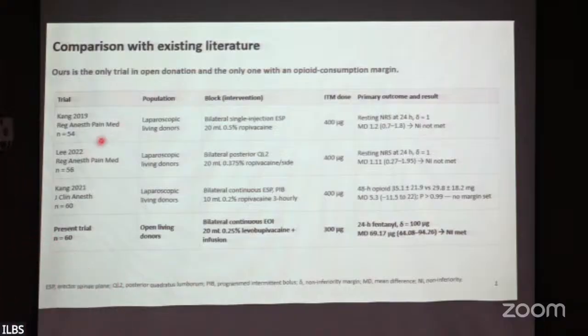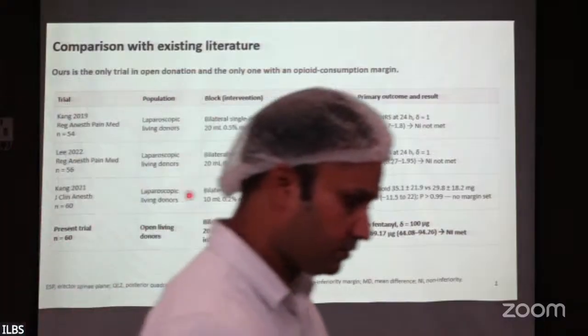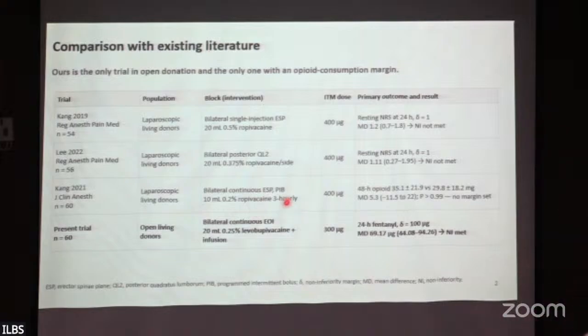The same Kang et al. in 2021 modified the technique. They used a bilateral continuous erector spinae plane block and compared it with intrathecal morphine, and they found that both techniques achieved similar opioid consumption in 48 hours. Our present trial was done in open living donors, whereas all their surgeries were done in laparoscopic donors, and a bilateral continuous EOI technique was compared against a neuraxial standard of intrathecal morphine, and we found that non-inferiority was met.